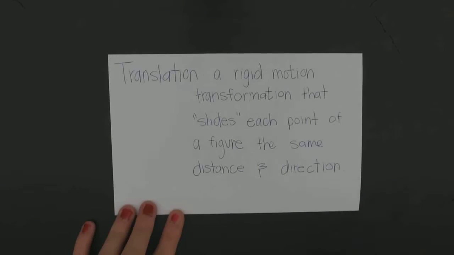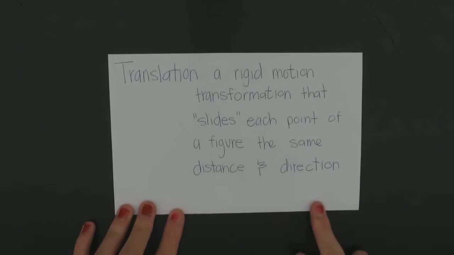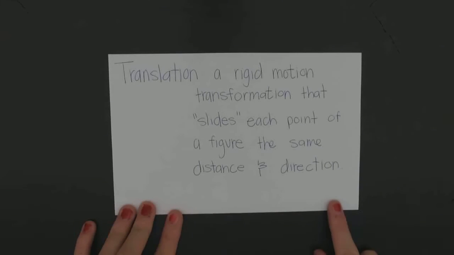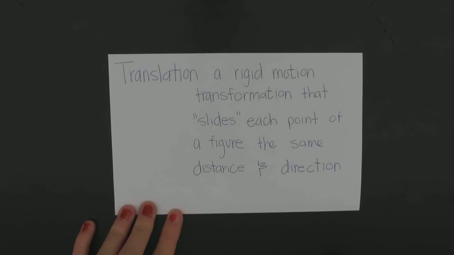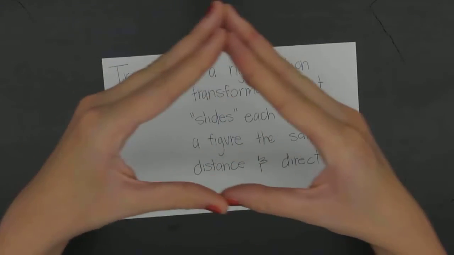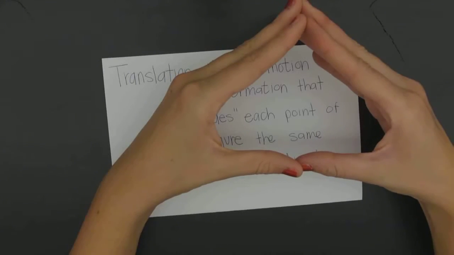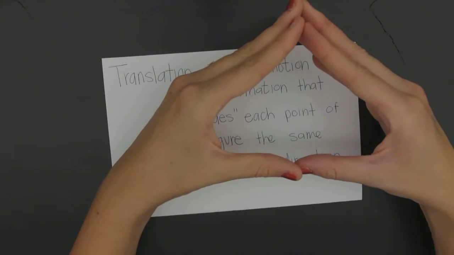Alrighty, so in this video, I'm going to show you guys how to do a translation. A translation is a rigid motion transformation that slides each point of a figure the same distance and direction. So again, the entire figure is moving the same direction and the same distance, which means if I took a triangle, let's take my hands, and I moved them all the same, it is still the same triangle. And if you notice, it's still even facing the same direction.